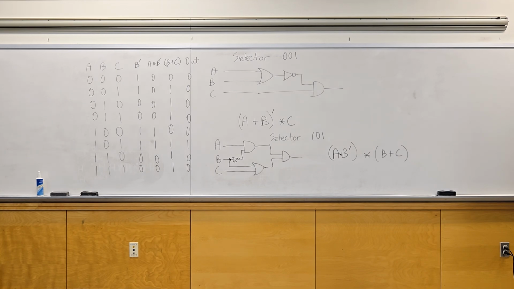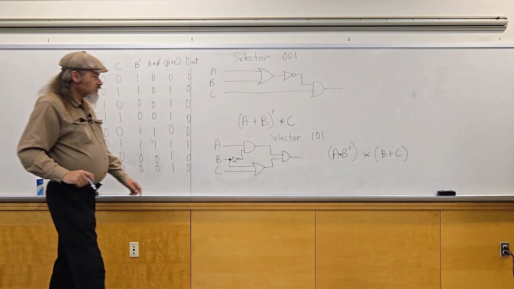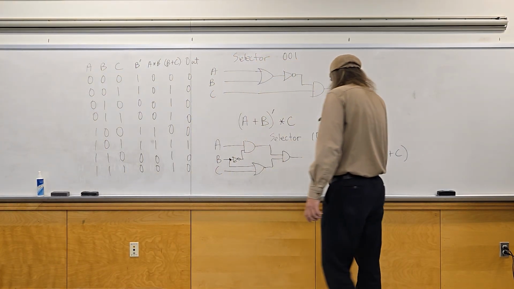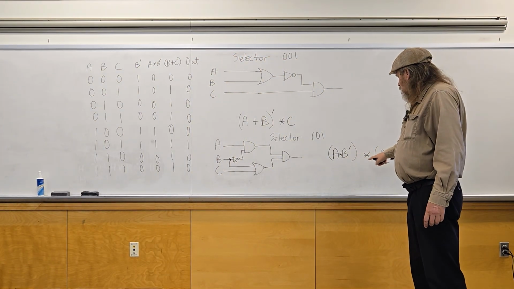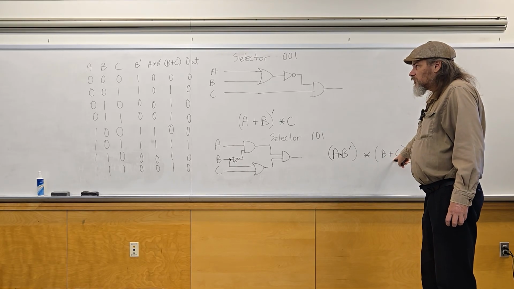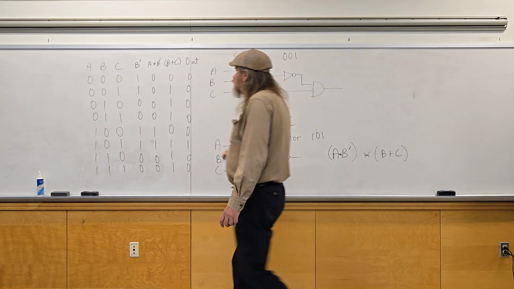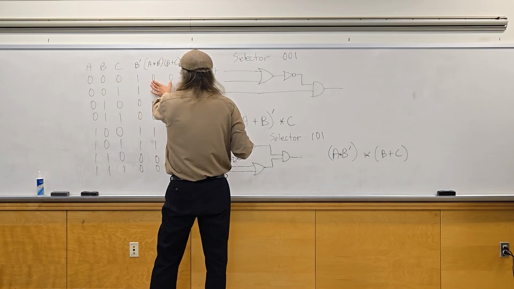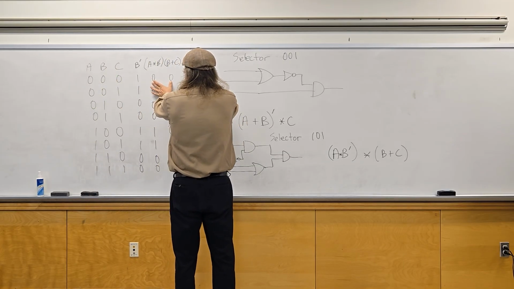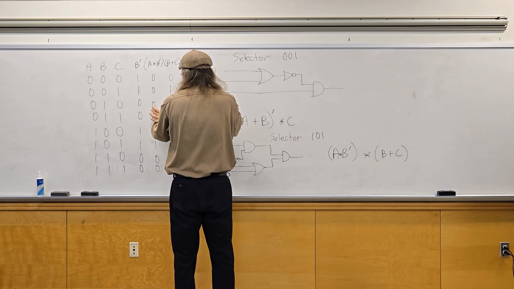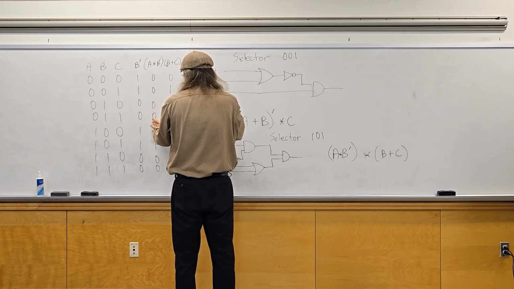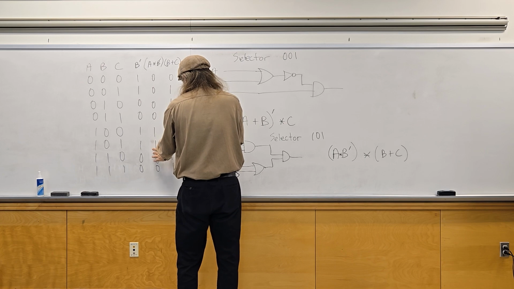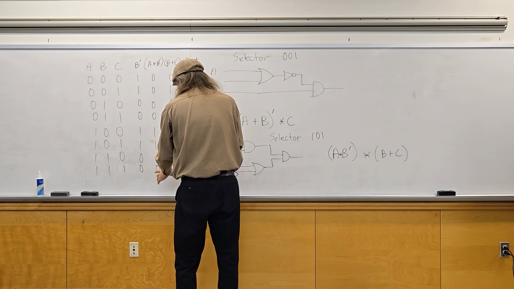I'm sorry? The out? The out is the AND of the first parentheses ANDed with the second parentheses. So it's the AND of these two. So 0 and 0 is 0. 0 and 1 is 0. Likewise, 1, 0 is 0. 1, 1 is 1.